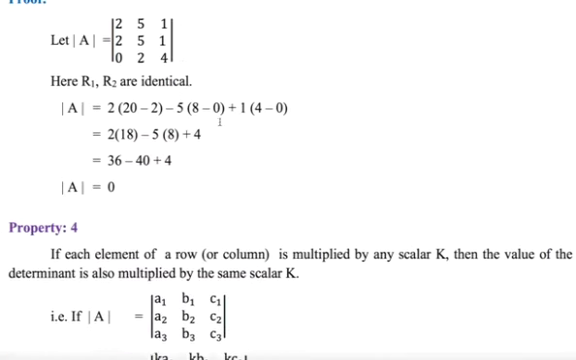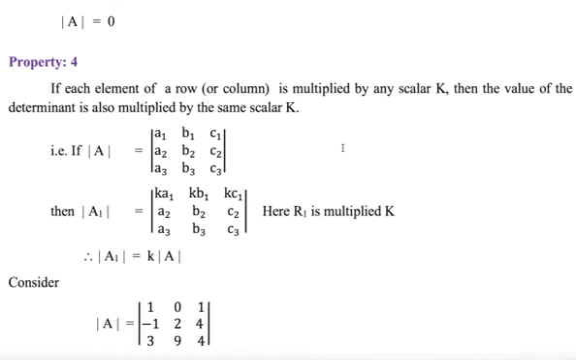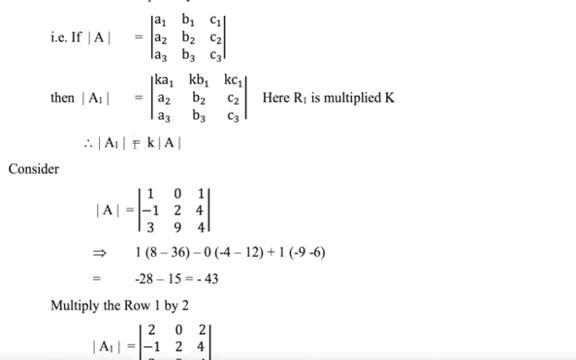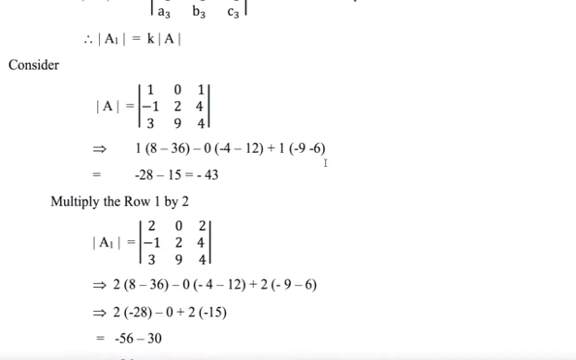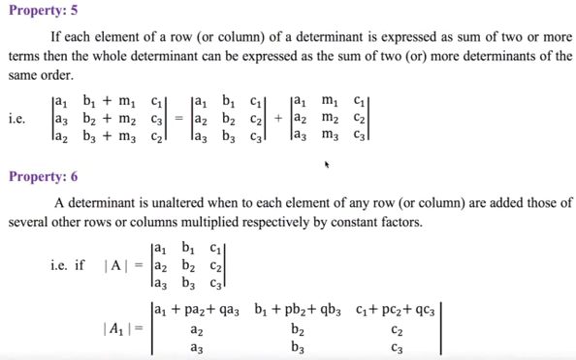Two rows are identical. If each element of a row is multiplied by a scalar k, then the value of the determinant is also multiplied by the same scalar k. Like this, k a1, k b1, k c1, the first row is multiplied by a factor of k, so the determinant will also be multiplied by the factor of k. Property 5: if each element of a row of a determinant is expressed as a sum of two or more terms, then the whole determinant can also be expressed as a sum of two or more determinants, like this.